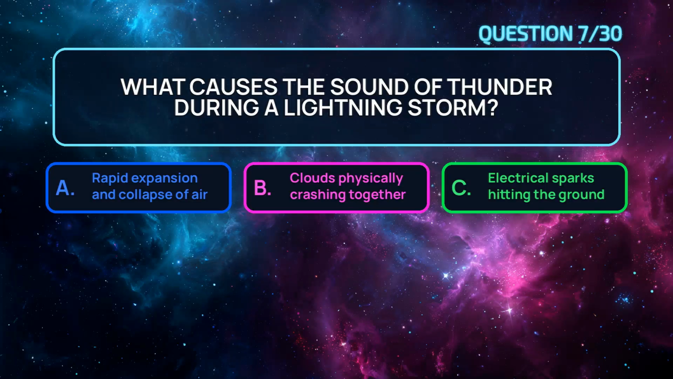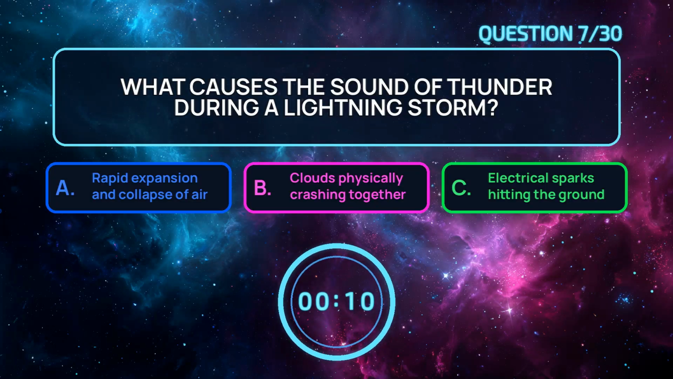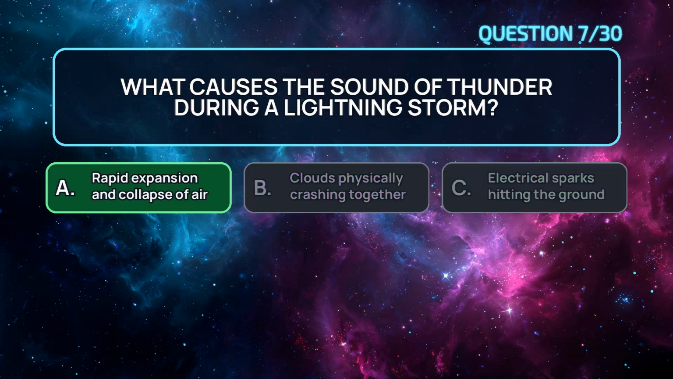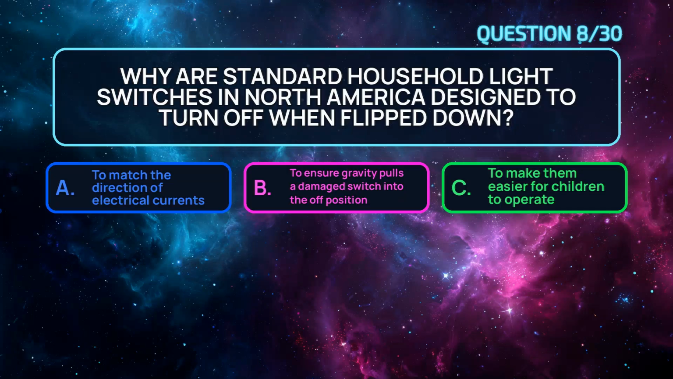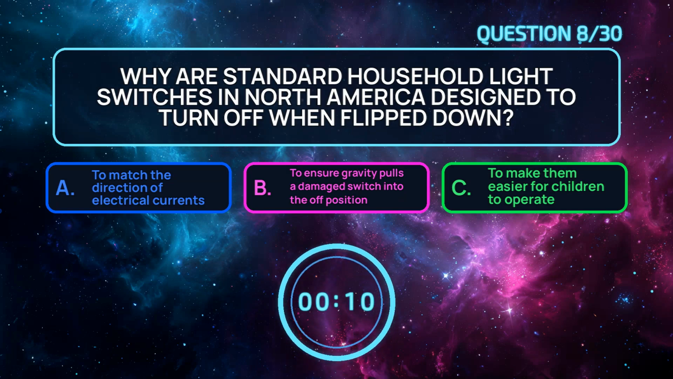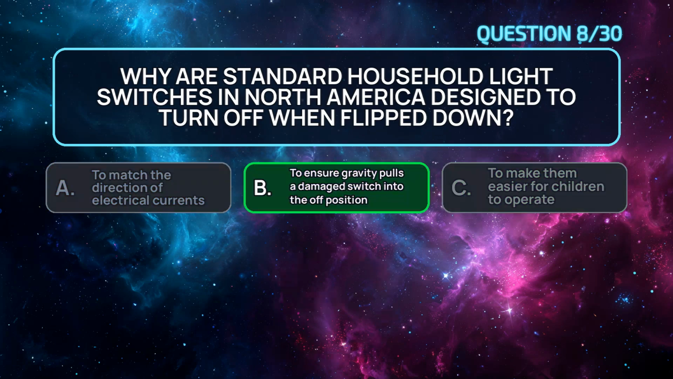What causes the sound of thunder during a lightning storm? Correct answer. Rapid expansion and collapse. Why are standard household light switches in North America designed to turn off when flipped down? Correct answer. To ensure gravity pulls.